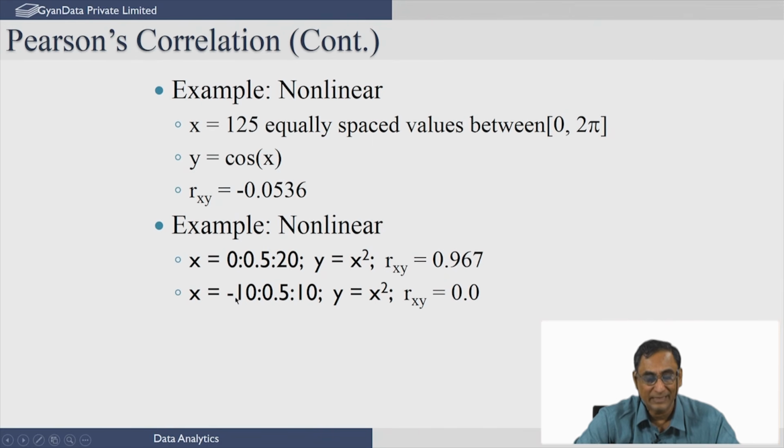On the other hand, if I choose my x data between -10 and 10 symmetrically, then for x between -10 and 0, y equals x squared will have positive values, and between 0 and 10, y equals x squared will have positive values again. So, these will cancel each other out exactly and it will turn out that the correlation coefficient in this case is 0, although there is a non-linear relationship between y and x.